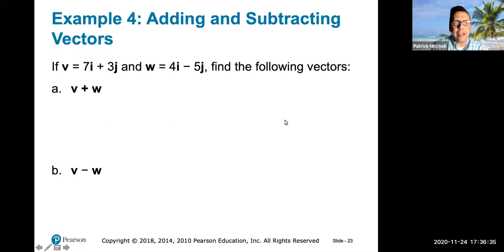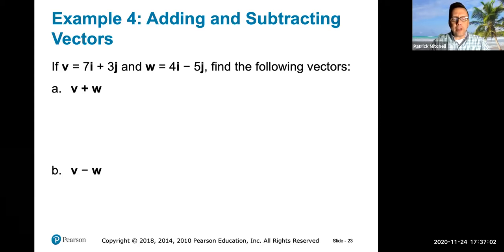All right, here's an example. If v is 7i plus 3j and w is 4i minus 5j, we're going to find the vectors v plus w and then v minus w. And, like I always say, whenever you want to try a problem first before I go over it, I totally encourage that. Just pause the video and then come back and compare notes.